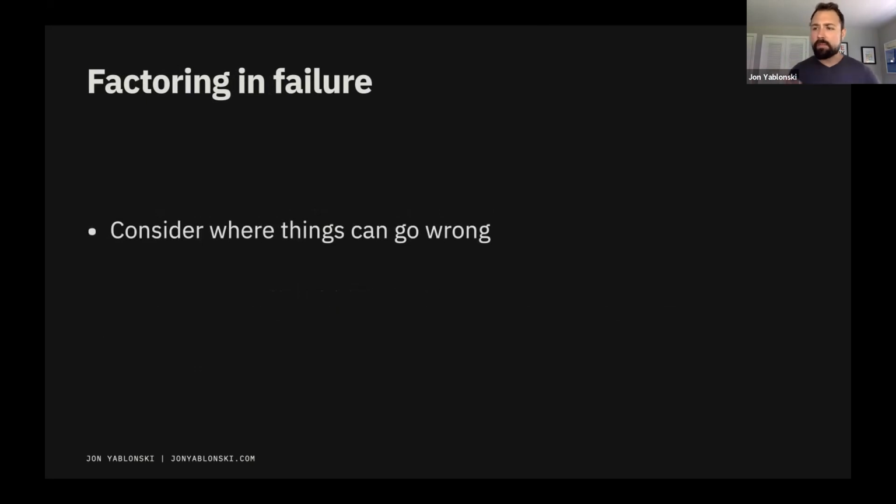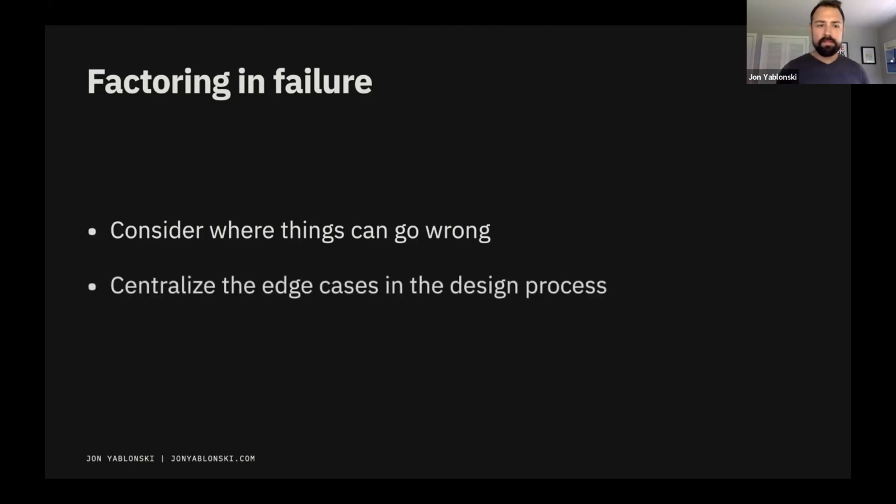When we focus too much on success stories or positive metrics or even happy paths within our design solutions, we lose sight of how the design responds when things fail. Secondly, we can really start to centralize these edge cases in our design process overall. We can make our designs more resilient by considering those unhappy paths as thoroughly as we do the happy paths, right? So considering and centralizing when things could go wrong in our design creation process.